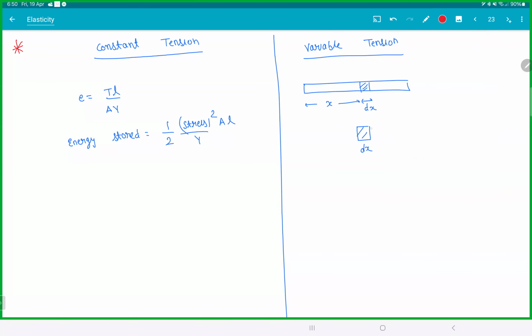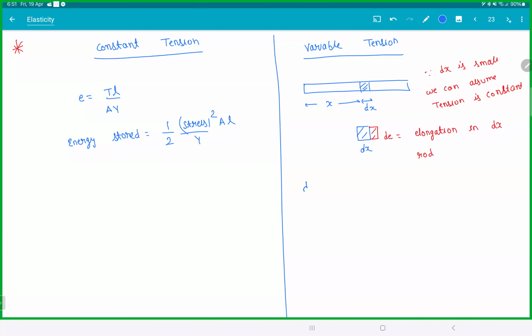So in that small dx, we get a small elongation dE. So dE is the elongation in that small dx rod. Since dx is very small, we can assume tension is constant. That's the whole point of integration. For that small section, throughout the rod it is not constant, but for the dx it is constant.